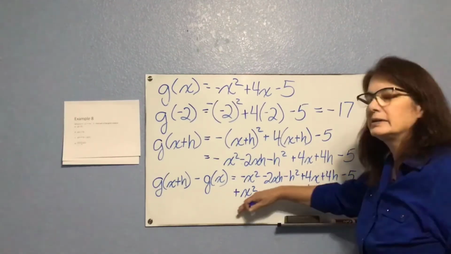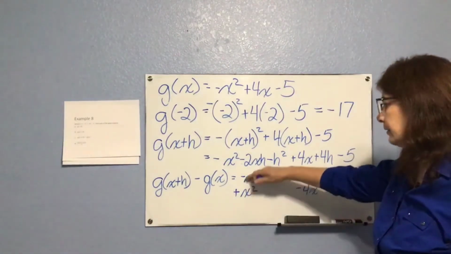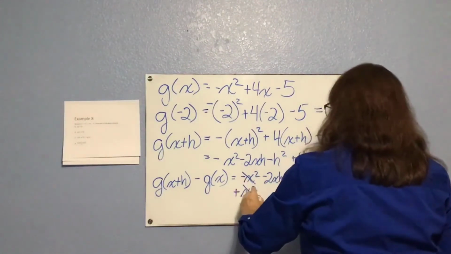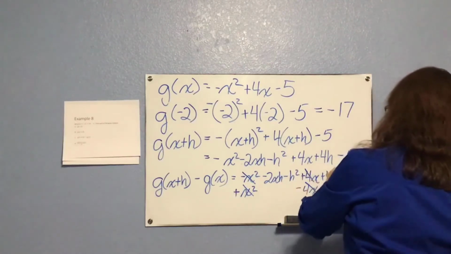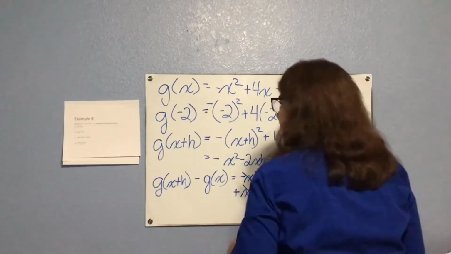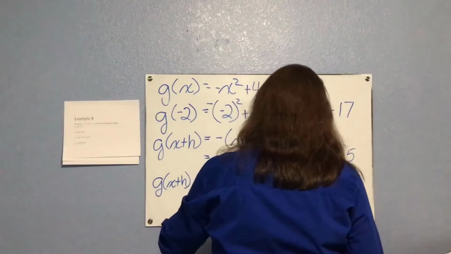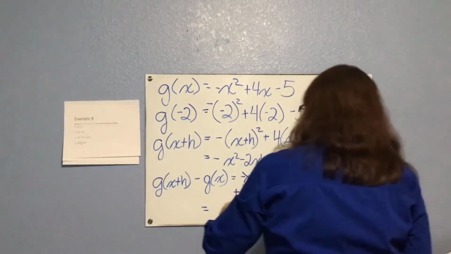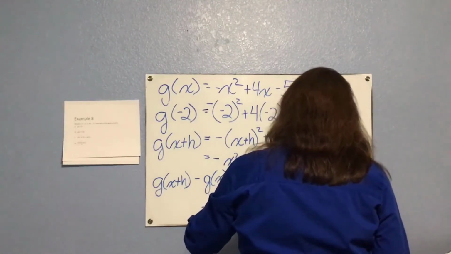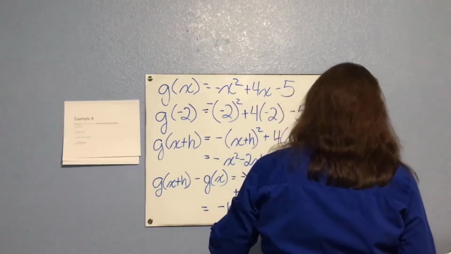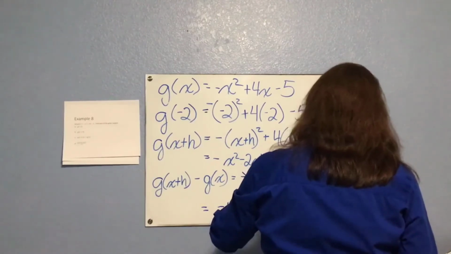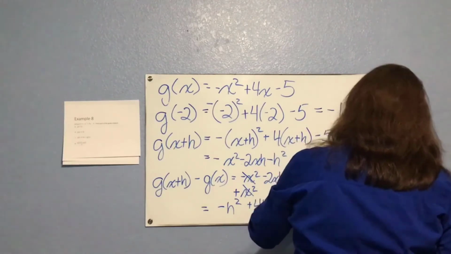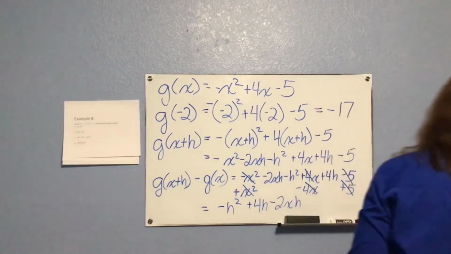And you might have noticed that I wrote those terms under like terms. And they're all going to cancel out. And so my final answer is going to be, I'm going to rearrange this a little bit and put the powers of h in descending order. So negative h squared plus 4h minus 2xh. That would be my answer.